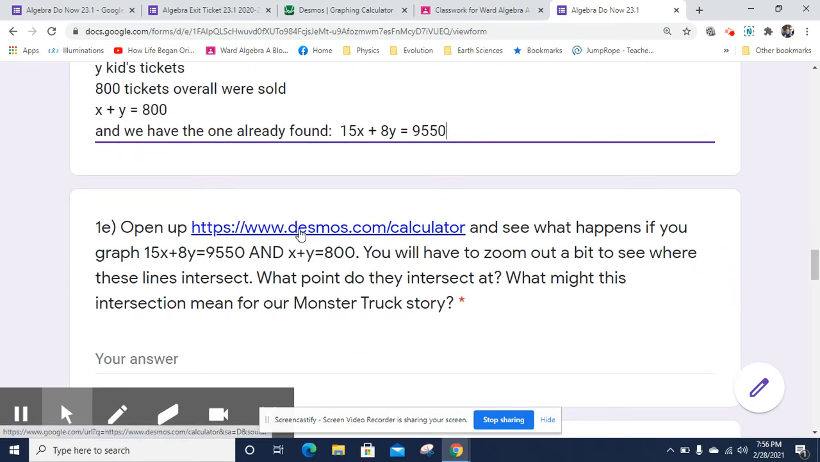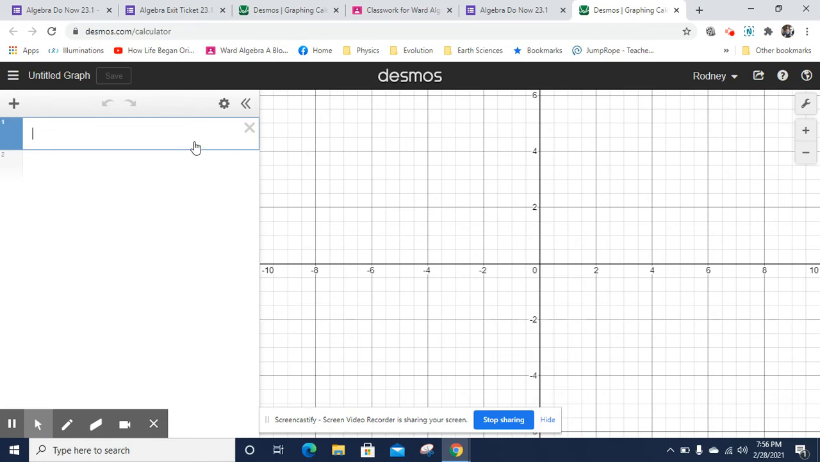Let's see what we should do with this. What I've recommended you do is open up desmos.com/calculator and see what happens if you graph these two equations. We click on the link, it opens up, and we put the two equations in. You just type right into the cell: 15x plus 8y equals 9550. You don't need any commas in Desmos for that. Then we have our other equation, x plus y equals 800.